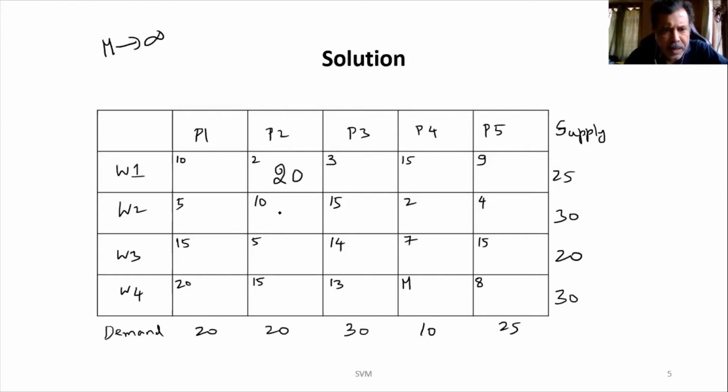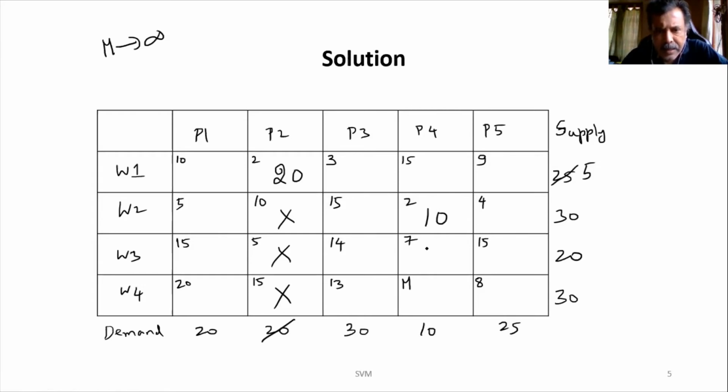Since I allocated 20, no more allocation is possible here, here, or here. Let's close it. Since 20 is already allocated, this 25 needs to be reduced to 25 minus 20, so it becomes 5. So we know again the least cost is 2 only, because we found that 2 was occurring in 2 places. So we will come here, 10 or 30, and we will allocate 10 here.